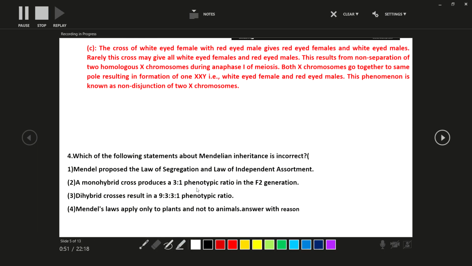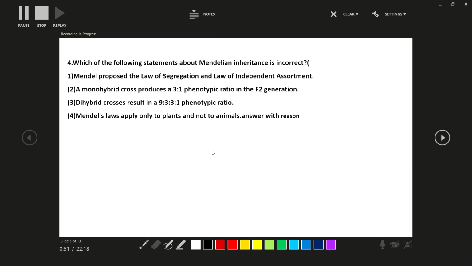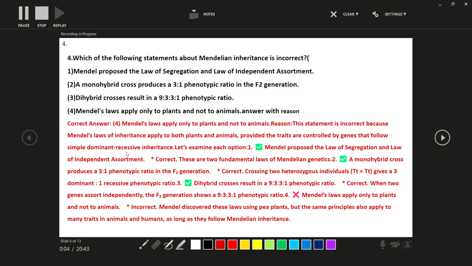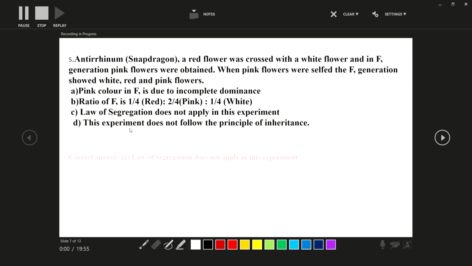The fourth question is, which of the following statements about Mendelian inheritance is incorrect? You can see the answer here. Mendel's laws apply only to plants and not to animals. That is a wrong statement, because it applies to both plants and animals, provided the traits are controlled by genes that follow simple dominant recessive inheritance. So all the other three are correct and this is wrong.